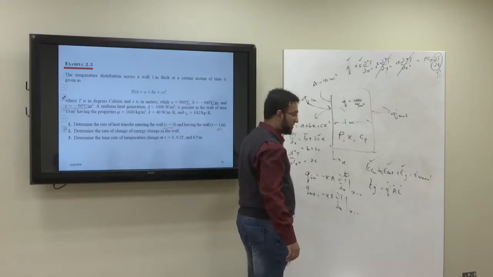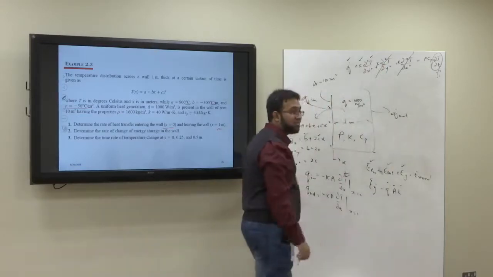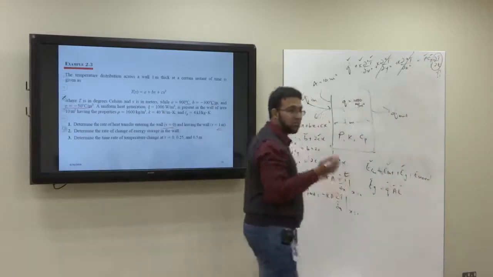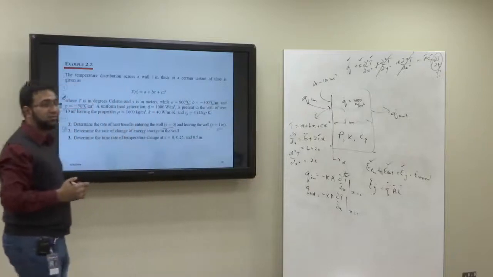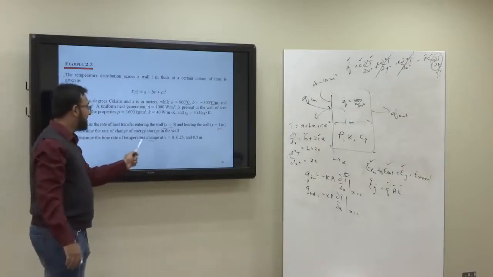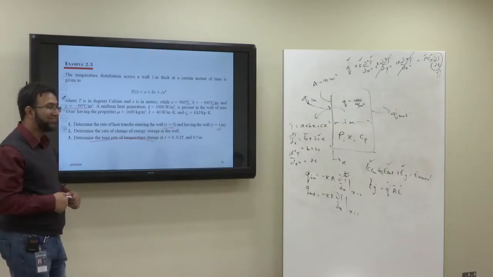Got it? So now we also know this thing. Is it clear? We know rho, we know Cp. We can find ∂T/∂t, the temperature change with respect to time. Okay, that's the time rate of temperature change. You can substitute the values into it.